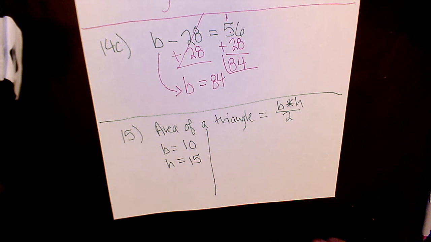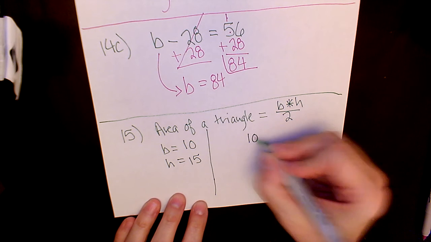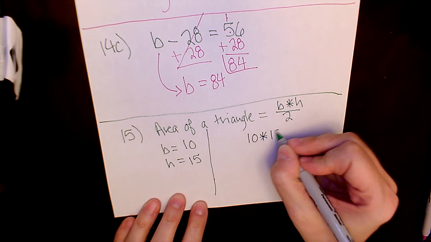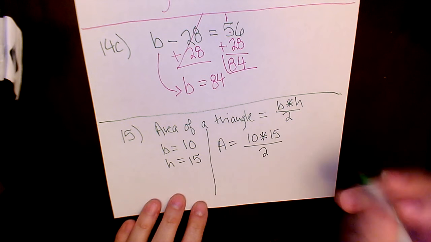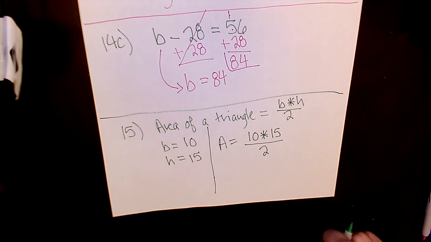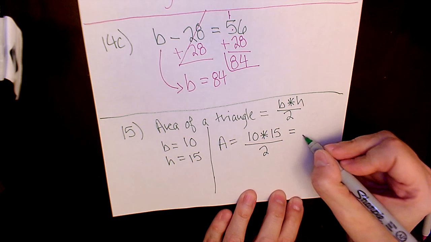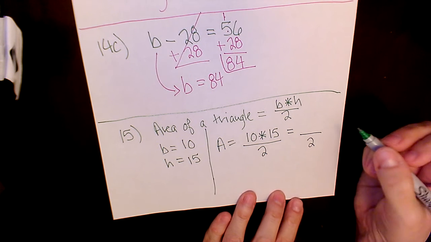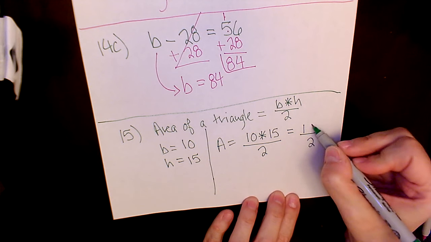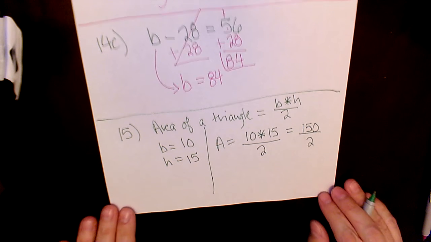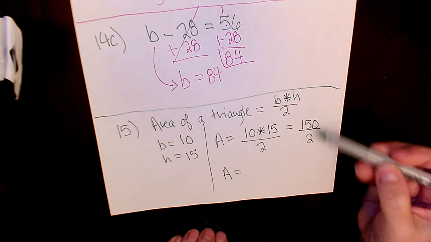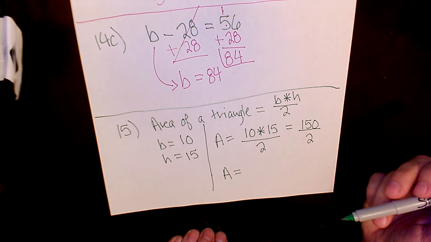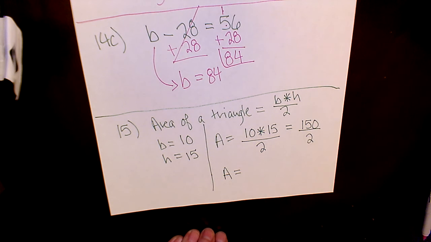So all I'm going to do is plug in the formula. 10 times 15 over 2. And you're going to work that out. And 10 times 15, if you need to punch that in your calculator, go ahead. 10 times 15 is 150. And then I'm just going to divide this in half or divide by 2. You can punch that in your calculator. I could do that.